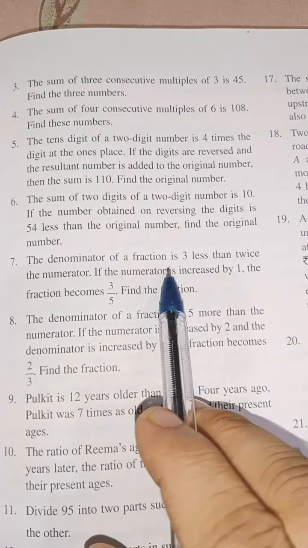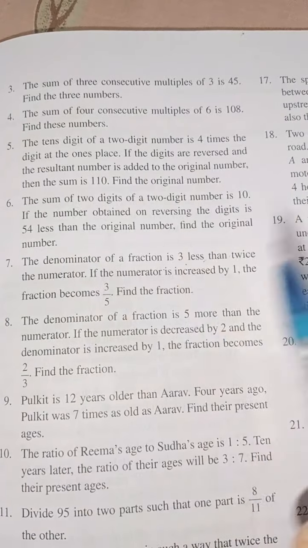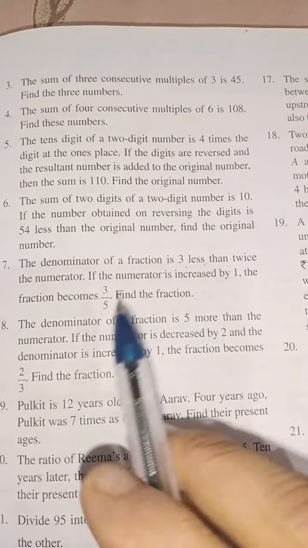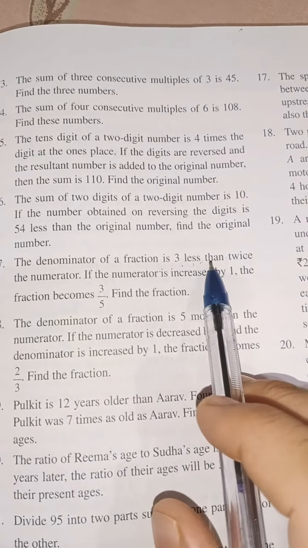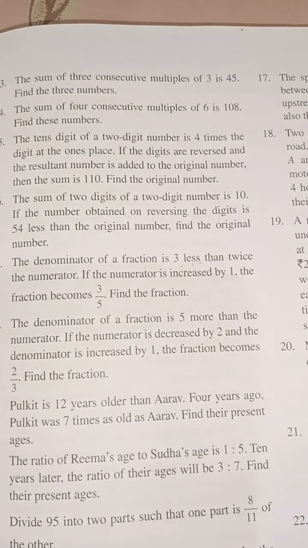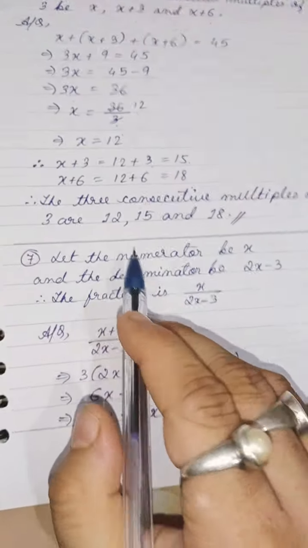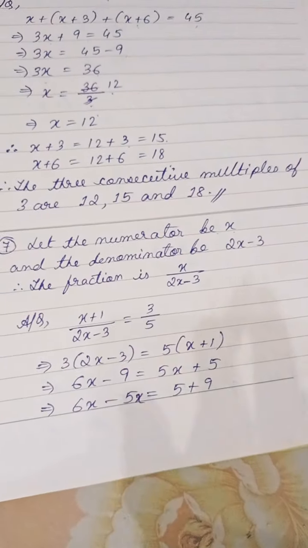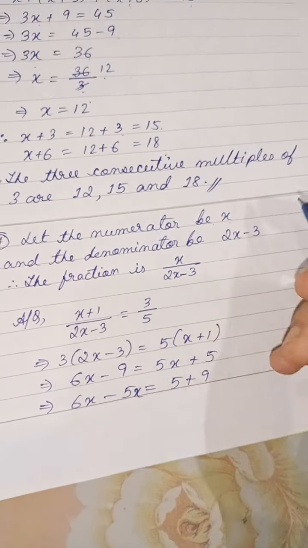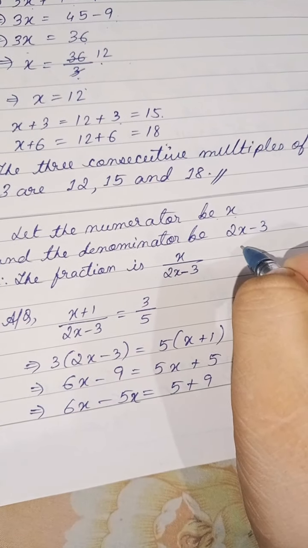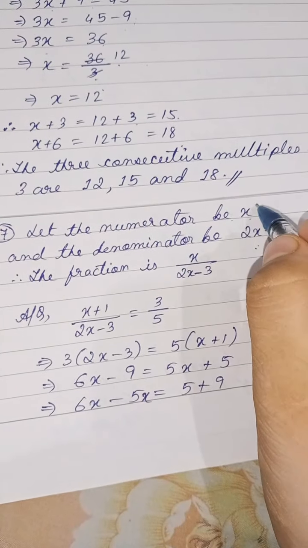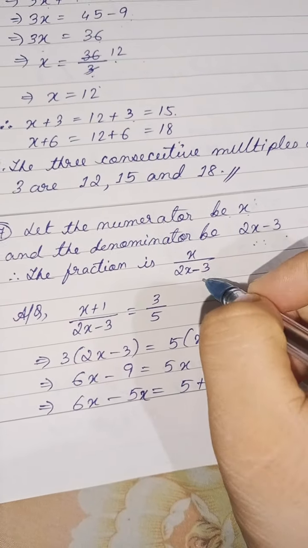The denominator of a fraction is 3 less than twice the numerator. So here they are talking about a fraction where the denominator is 3 less than twice the numerator. That means the denominator is compared to the numerator. So let me consider the numerator first. The numerator be x. Now the question says that the denominator is 3 less than twice the numerator. So what is twice the numerator? Twice x. From there 3 less, so minus 3. So hence the fraction will be numerator by denominator, that is x by 2x minus 3.